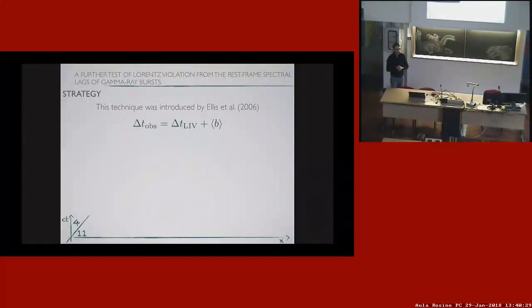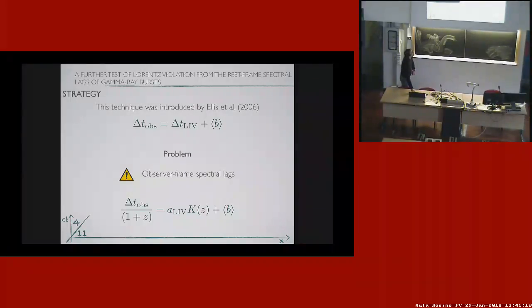So the strategy is the following. Delta t_OBS is the observed time lag, because there are also data. Delta t_LIV is what we computed so far, and B, the addendum B, is the contribution of an intrinsic time lag, because the GRB has some geometry that we do not know, and so some delay might be due also to a geometrical factor. But this strategy, developed by Ellis and collaborators, allowed us to avoid, in a sense, the contribution of an intrinsic spectral lag.